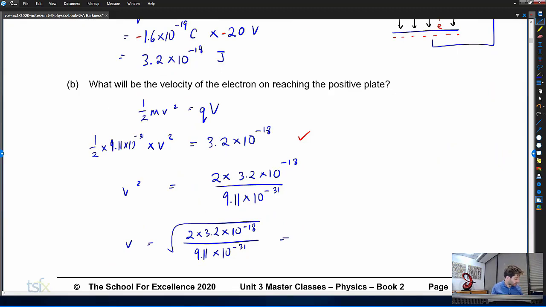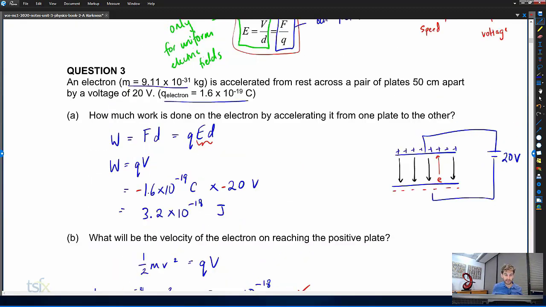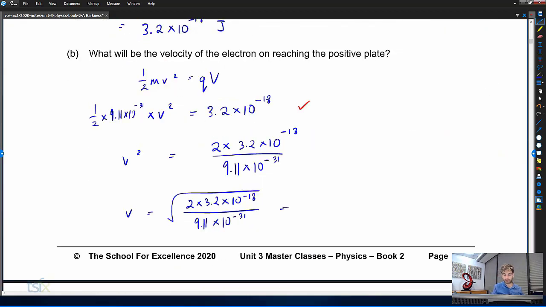So our answer is 2.65 times 10 to the 6, just because of the fact that we are limited in the charge we've used and also the voltage. They both have only 2 significant figures, so I'm going to give our answer here also to 2 significant figures. So 2.7 times 10 to the power of 6 meters per second.